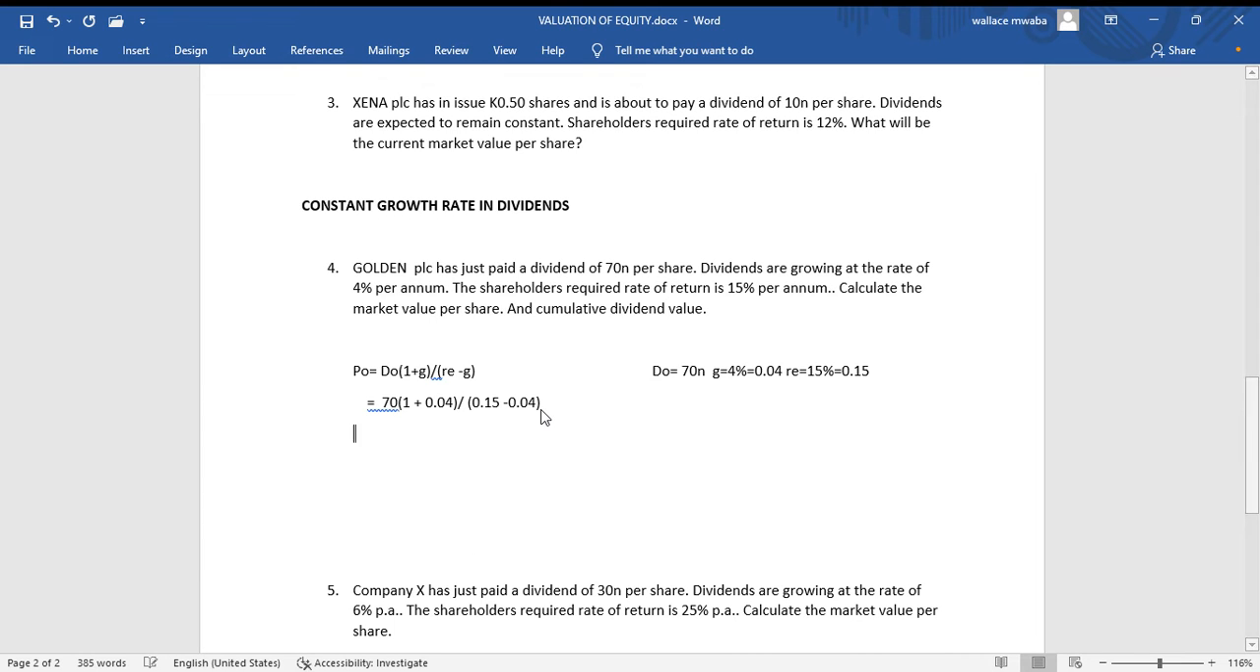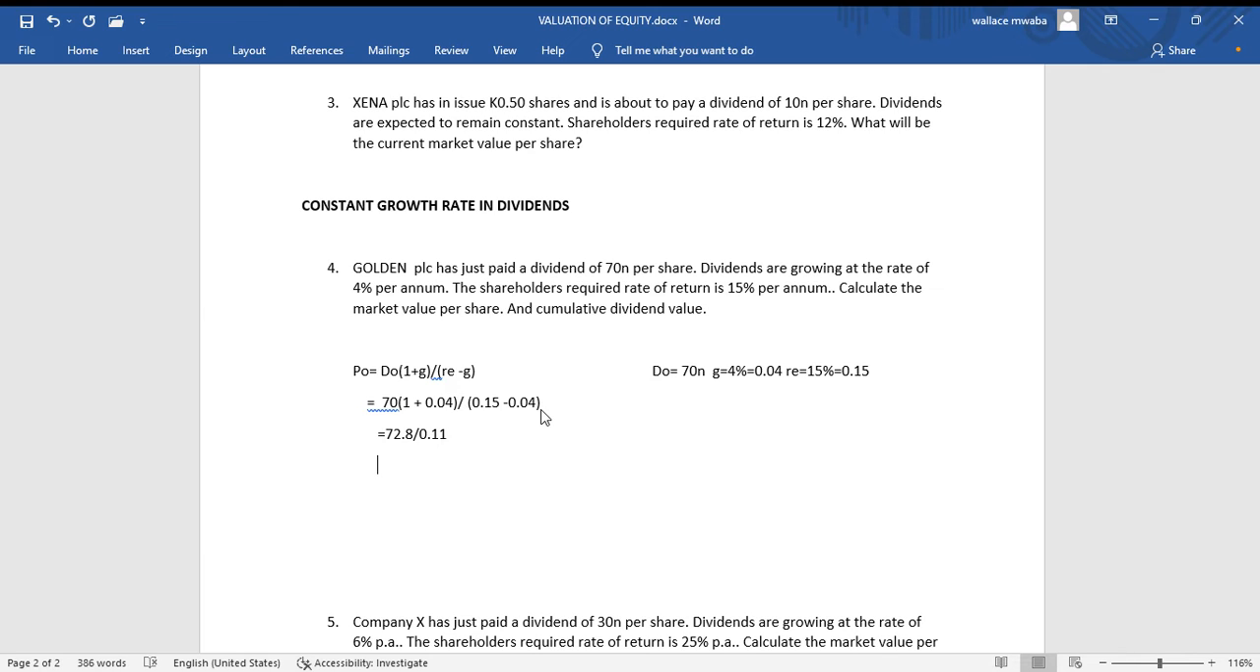Let's get our calculators ready then. So we're going to do 70 times 1.04, we get 72.8, divided by 0.15 minus 0.04, we get 0.11. And 72.8 divided by 0.11.